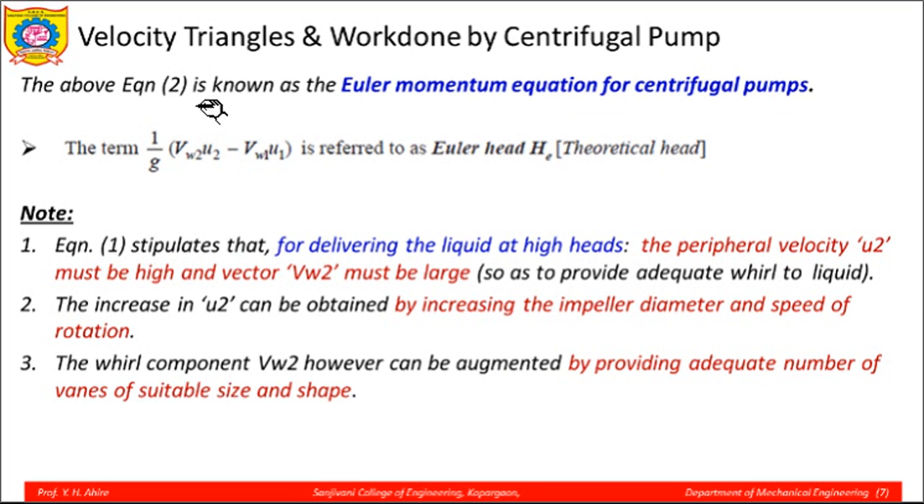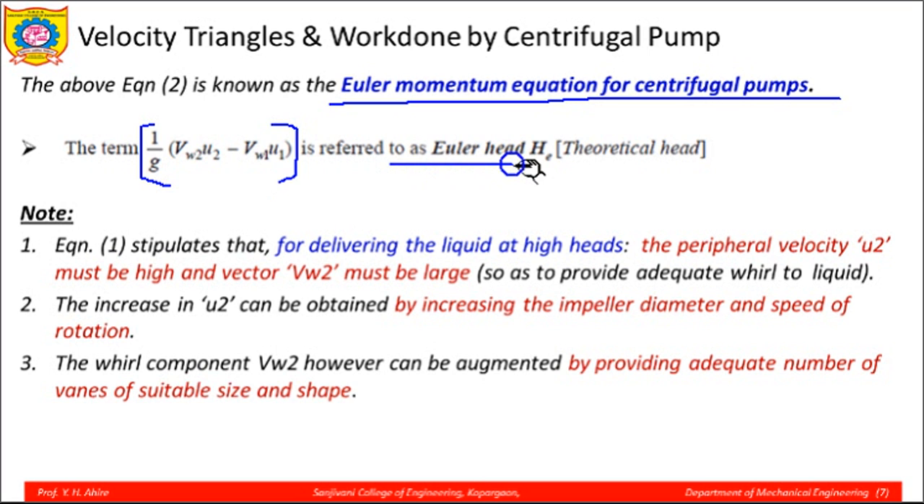The above equation number 2, that is the rate of work done per unit weight of the liquid W1 quantity, is also known as Euler momentum equation for the centrifugal pump. Here the term 1 by g (VW2 U2 minus VW1 U1) is referred to as Euler's head, represented by He, or also called the theoretical head imparted by the impeller onto the liquid.